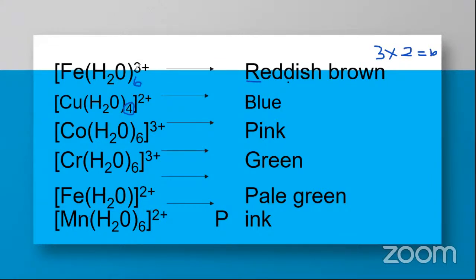Okay. So to know the number of ligands, we just need to first know the oxidation state of the transition metal involved. For example, in this first example, we are having iron with water. And remember, we had looked at how we can calculate the oxidation state.